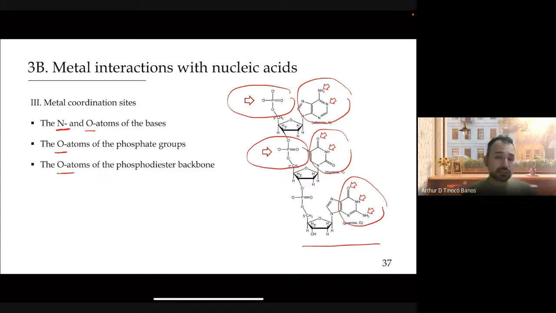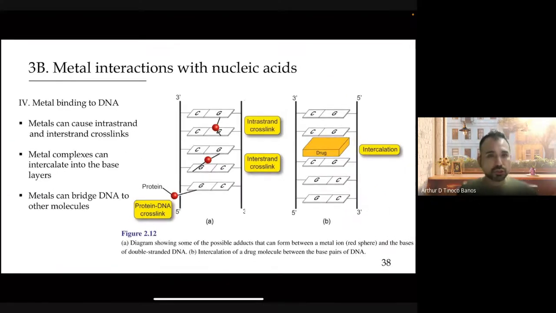Now you can imagine a bonding interaction with a nucleic acid can result in a significant structural change, right? That's something really critical, and some people try to exploit that when they're trying to develop something that can harm a cancer cell by targeting DNA as a primary target. All right. But here, what I'm going to show you is possible interactions with a nucleic acid, so metal binding to DNA in a very general fashion.